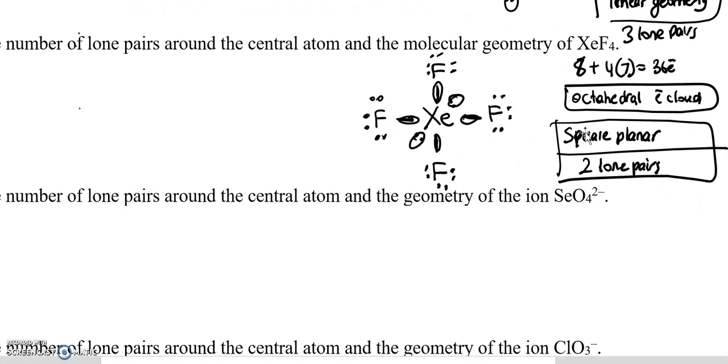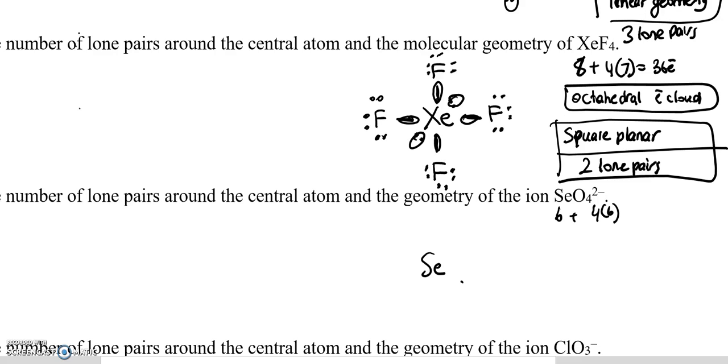Alright, so let's do this one. We have selenium, and then we have 4 oxygens and 2 electrons on the charge. Selenium is an atom right under sulfur, and sulfur is right under oxygen. So they're all going to have the same number of valence electrons. It's going to be 6, right? And then we have 6 for each oxygen.